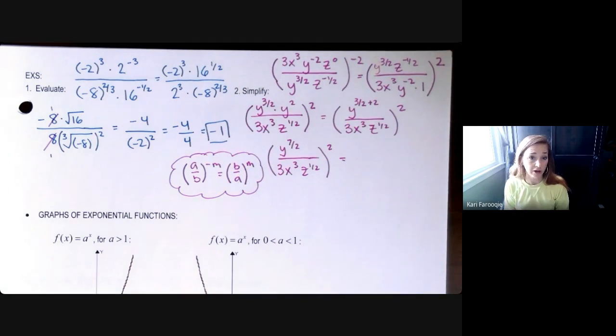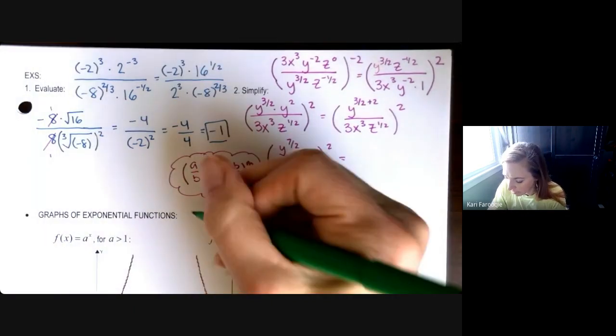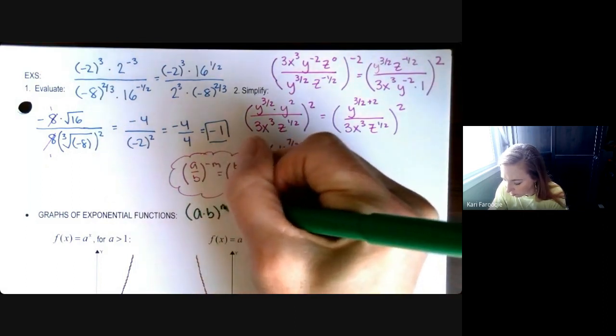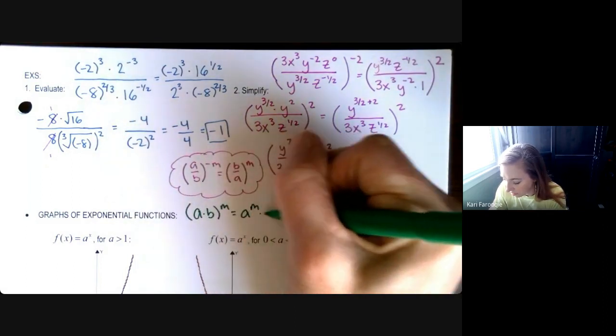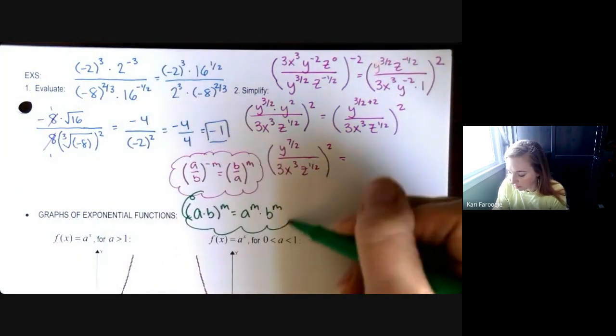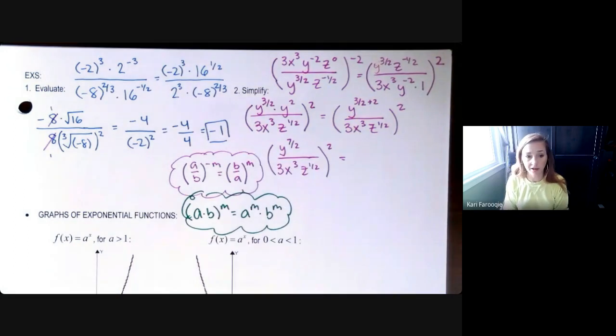Now to simplify, I'm going to apply that rule where I'm taking a product and a quotient to a power. So I'm going to go through and distribute that power. If I can summarize what that looks like, it's like if you have a times b to the m, it's a to the m times b to the m. So that would be the rule that I'm going to be applying here in the numerator and the denominator.